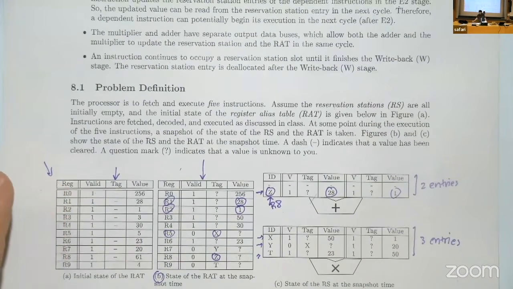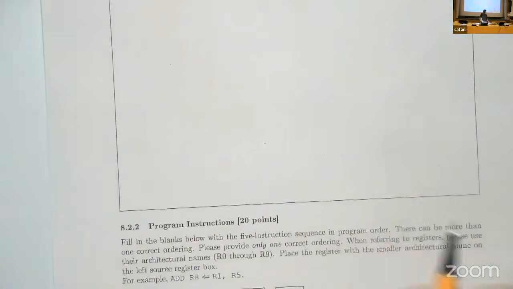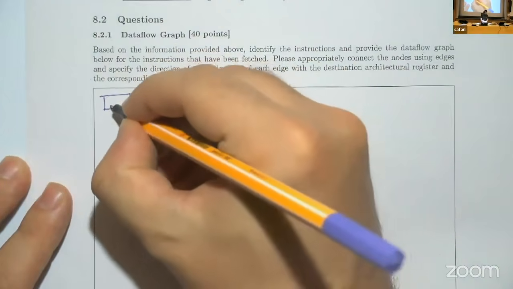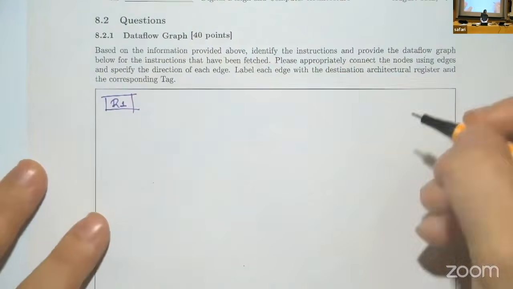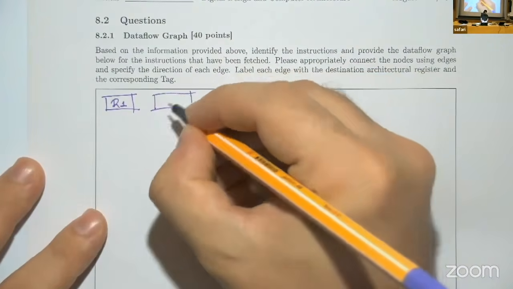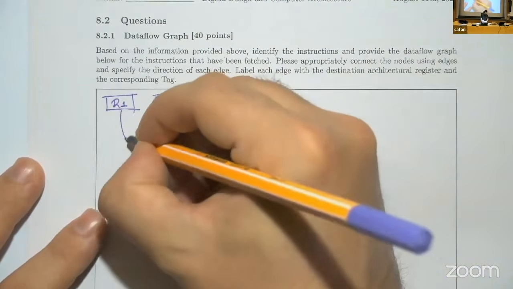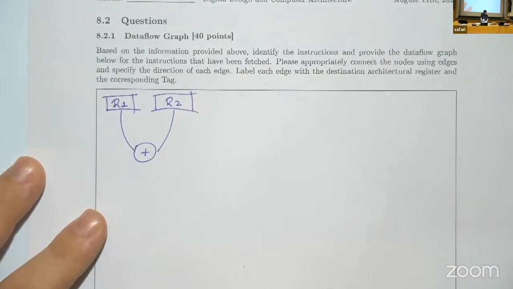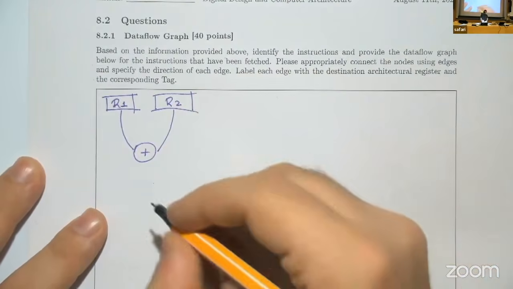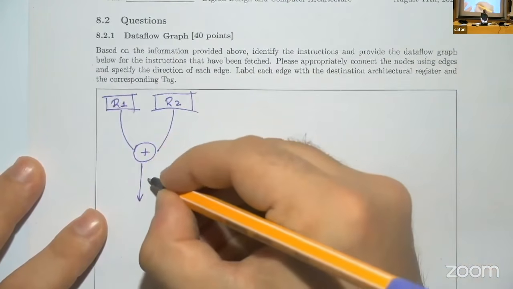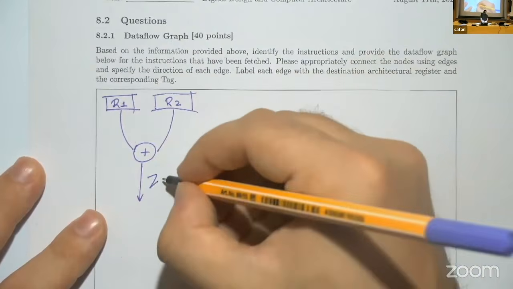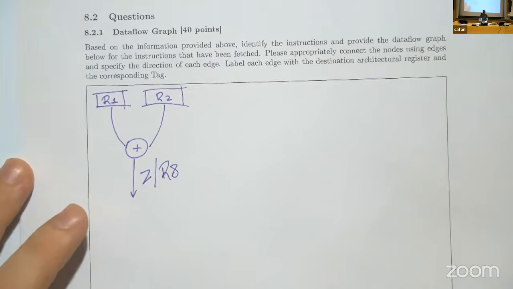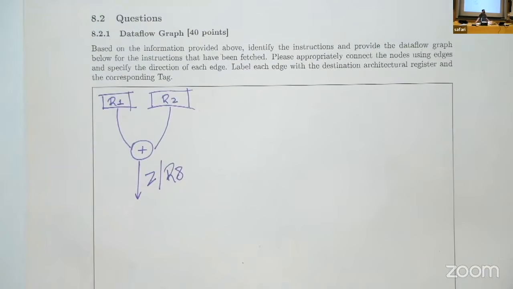So the first thing you could do in the data flow is the following. Start with the most simple one. So you have a node, which is the register R1. Then you have the register R2. And you create a data flow, right? So you have a plus. And what is the outcome of this? The outcome is the tag, which is Z, and the destination register, which is R8. Is everyone okay with that? Okay.